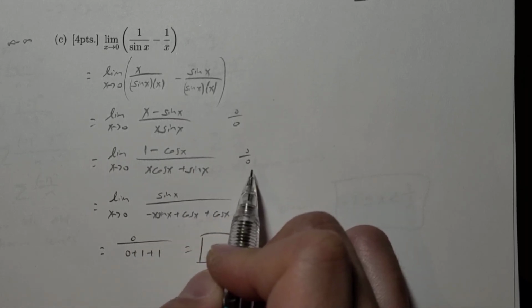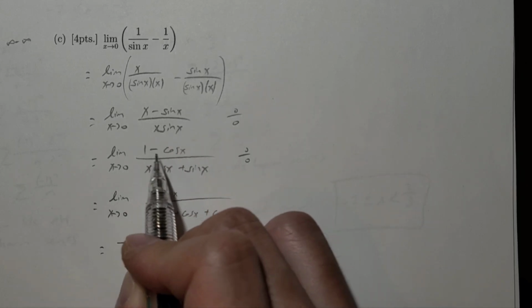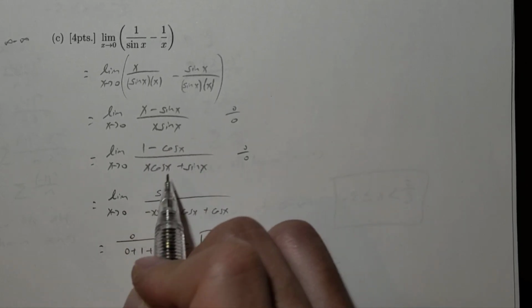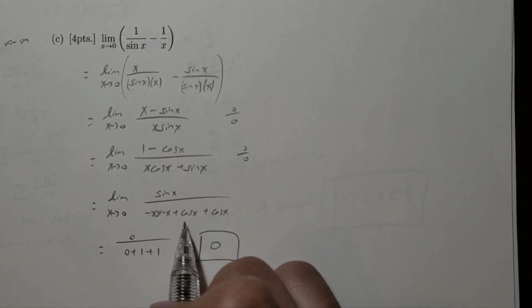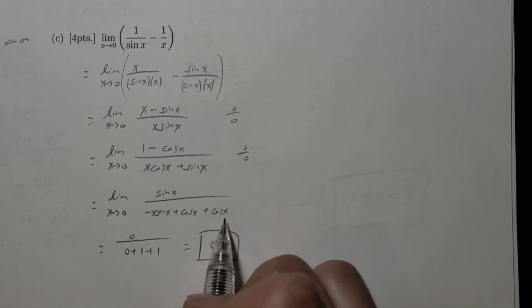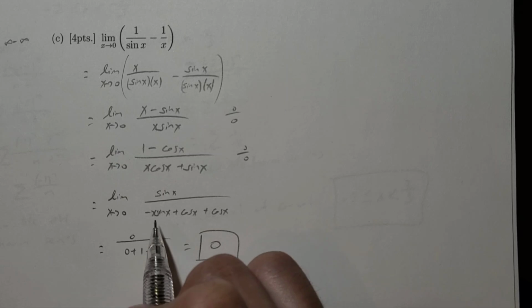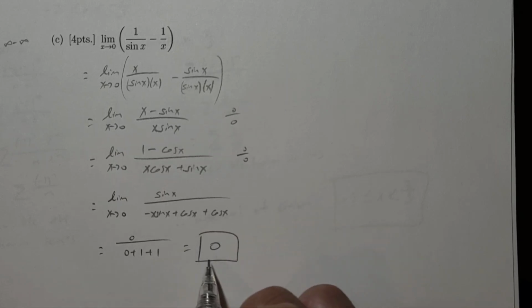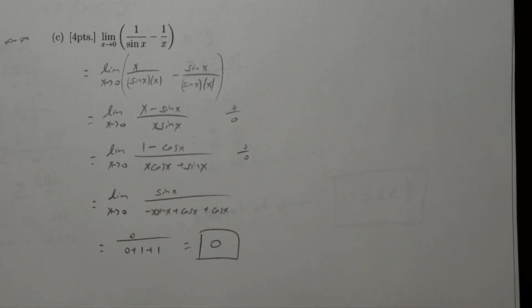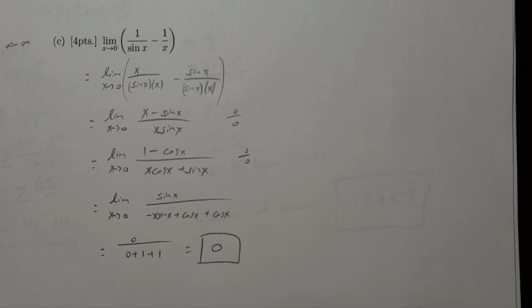We got to use L'Hopital's again. To differentiate the top, you would just get sine x. Differentiate the bottom, you need the product rule for this one again, so be careful. Okay, and then derivative of the sine is cosine. Now we plug in x is 0, we get 0 on top, and then 0 plus 1, which is 1 on the bottom. So 0 over 1 is 0, and that's your answer. The limit is 0.